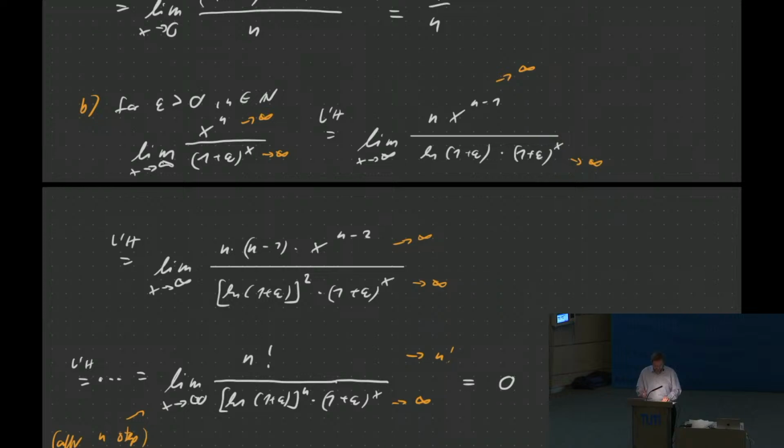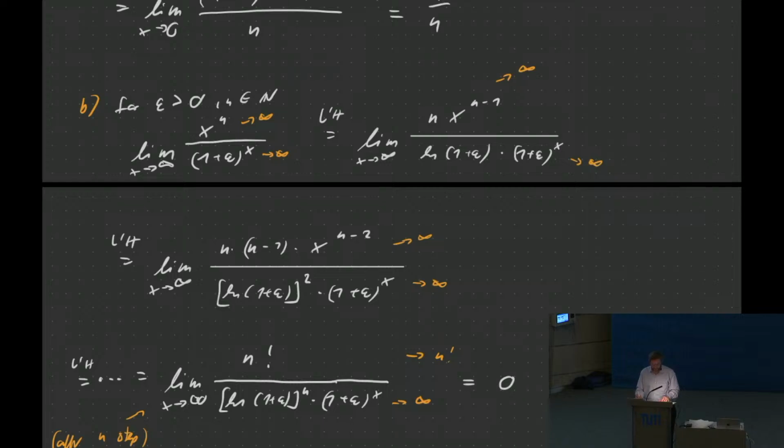All right, here's another example. Basically, the important thing about this is the outcome here. So what we have is x to the n, a polynomial, basically. And 1 plus something to the x. So that's an exponential function. Right? So basically, the idea here is to have a polynomial versus an exponential function. And as x goes to infinity, the question is which of these grows faster? Both obviously go to infinity.